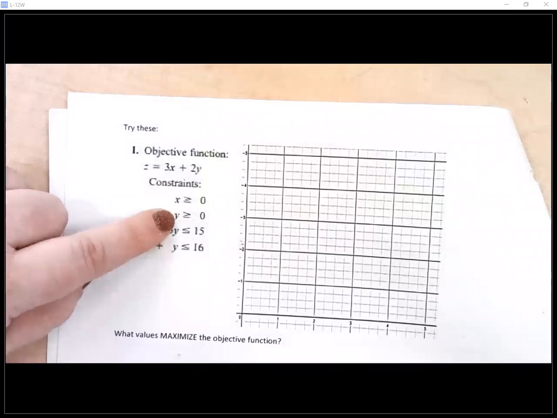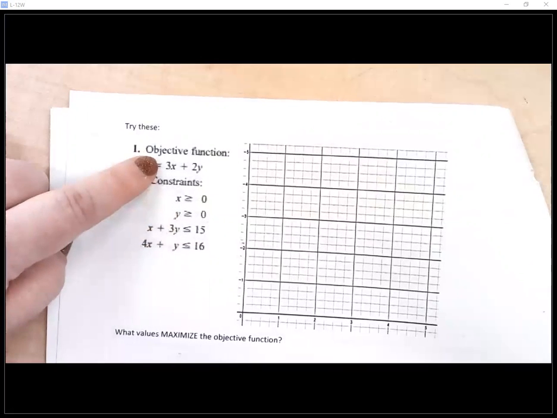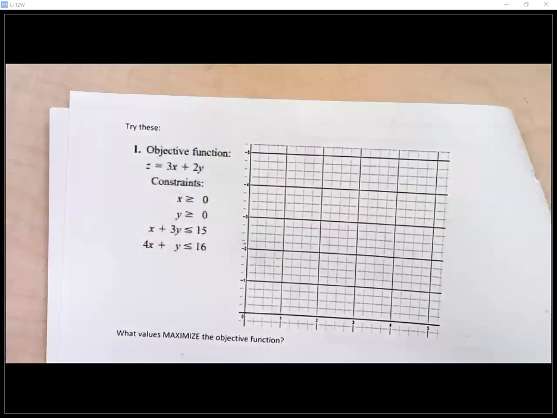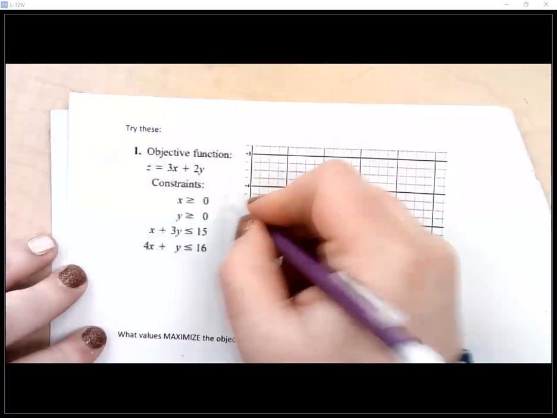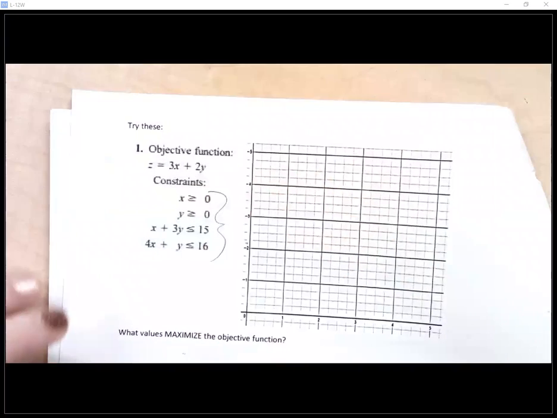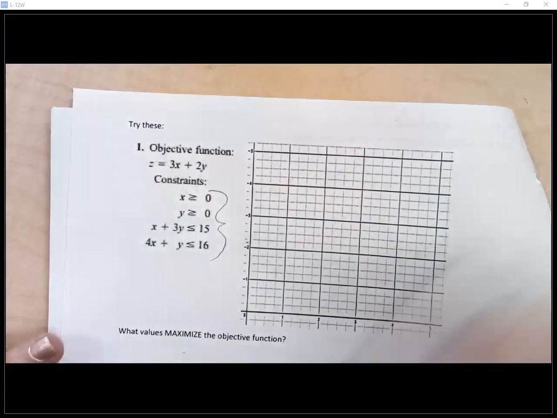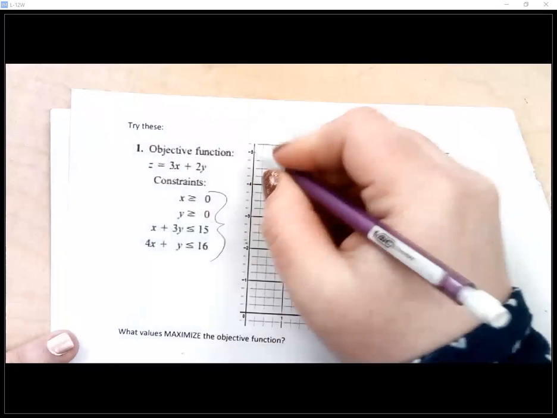Okay, so the objective function, remember, I don't actually really care about that until later. That's like the second half of the problem. So first, you're going to graph all of your constraints. So let's all take a moment, graph your constraints. So if x, everybody's a solid line here.